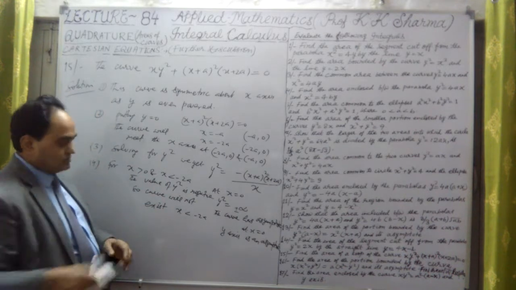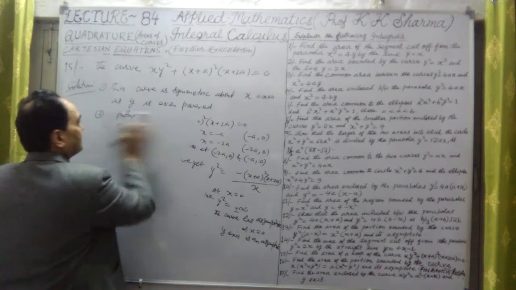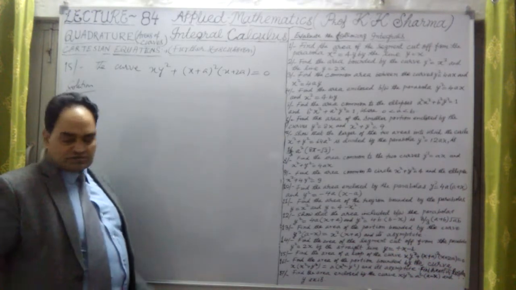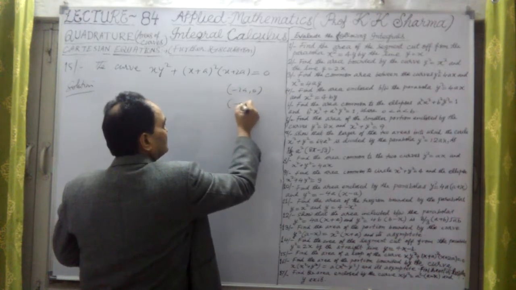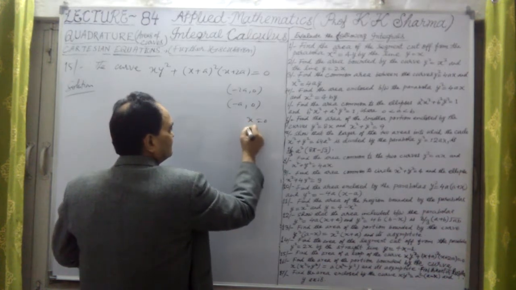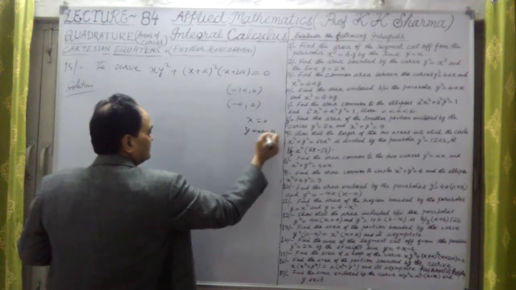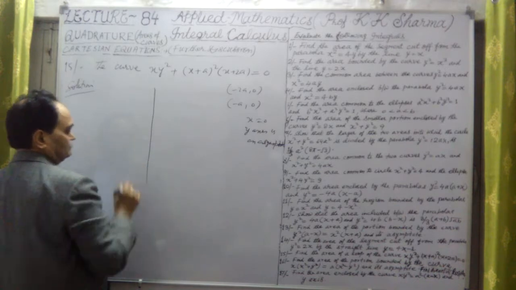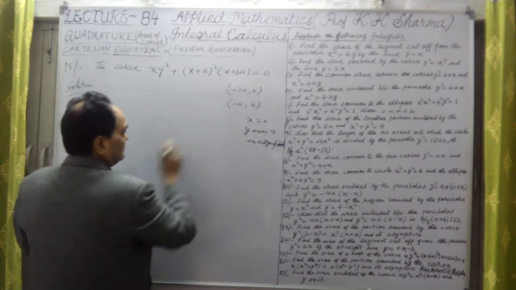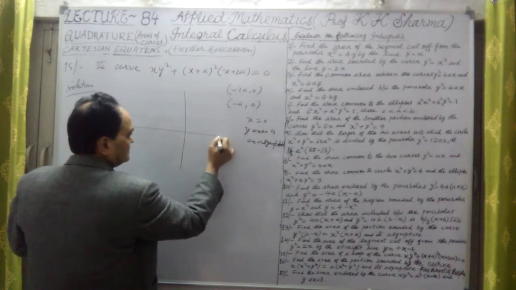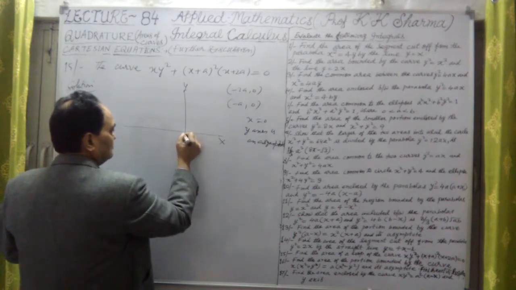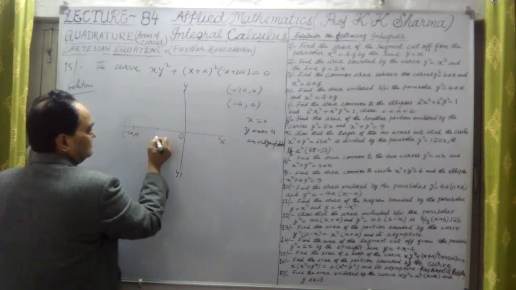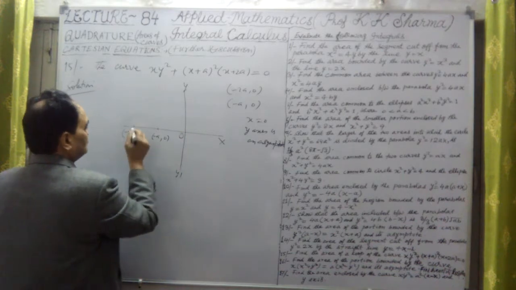Now let me draw the curve. What is the shape of the curve? The two points which we have taken on the x-axis are minus 2a, 0 and minus a, 0. The asymptote is at x equal to 0, that means the y-axis is an asymptote. This is the point to be noted down. Now let me draw the curve here. This is the x-axis, this is the y-axis, and this is the y-dash axis, origin O. Here it is minus 2a, 0, and this is minus a, 0, and this is 0, 0. So the curve starts from this.